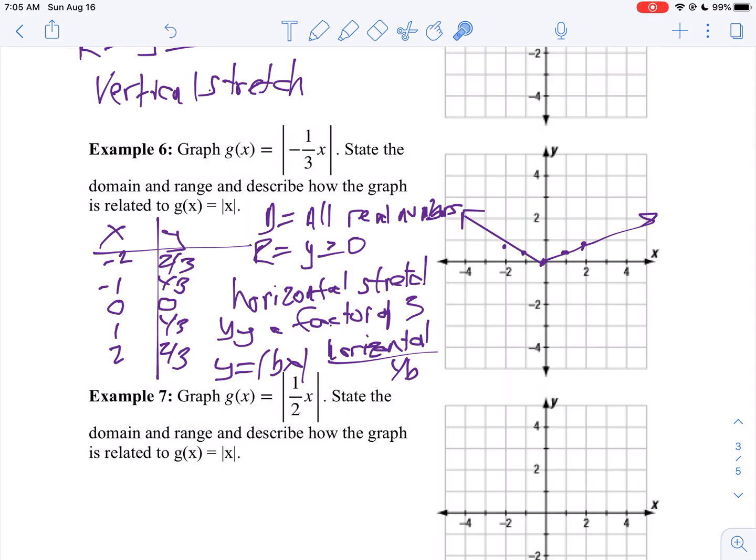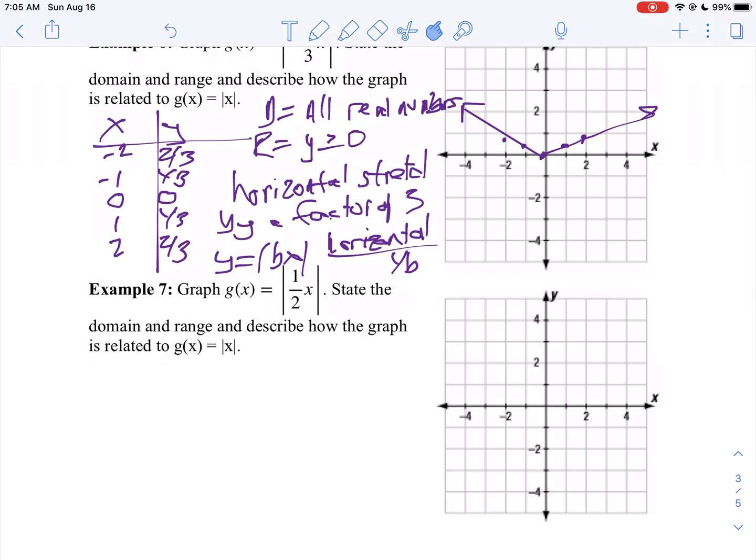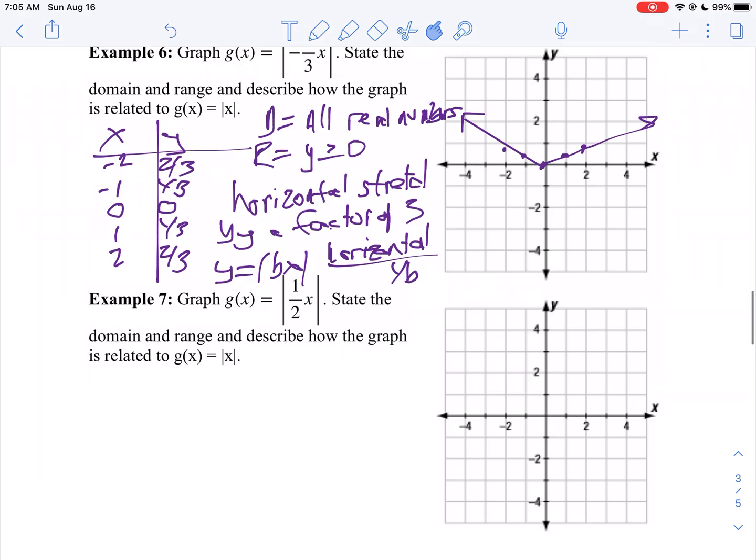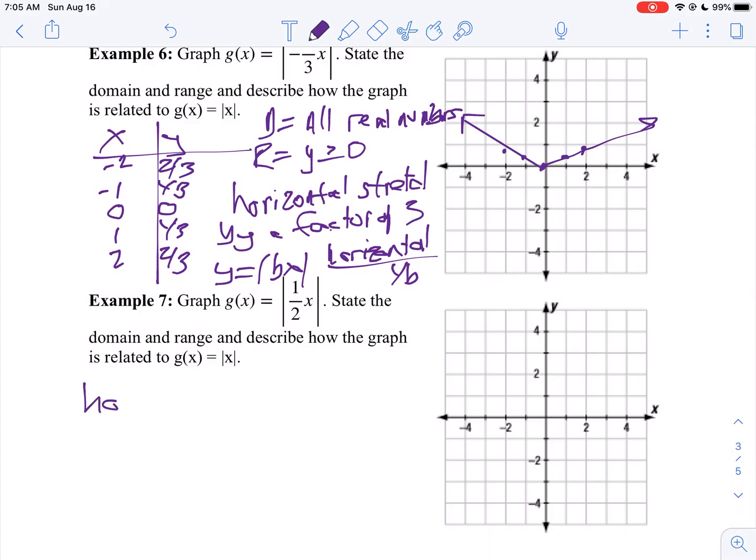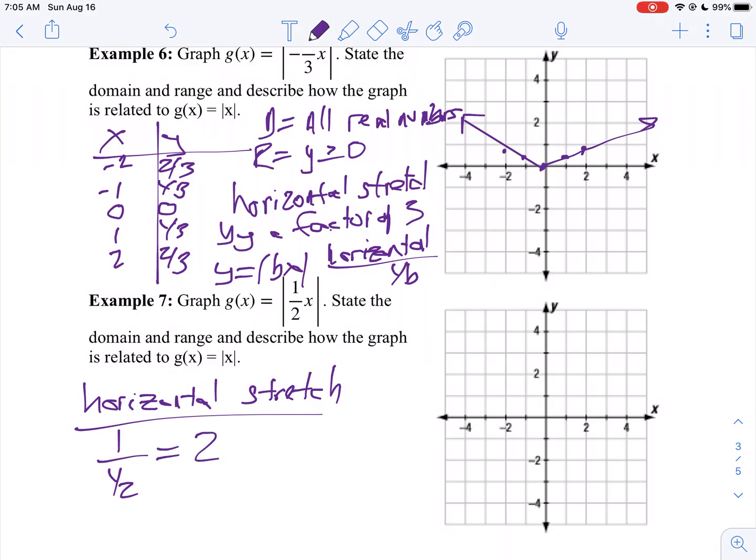Now, at this point, I'd like you to pause the video, see if you can do example 7 by yourself, then come back. Now, we have the absolute value of 1/2 x, which means it's going to be a horizontal stretch, because we're inside. The reason it's a stretch is because we take the reciprocal of 1/2. So I take 1 over 1/2, which is 2. Just flip it.